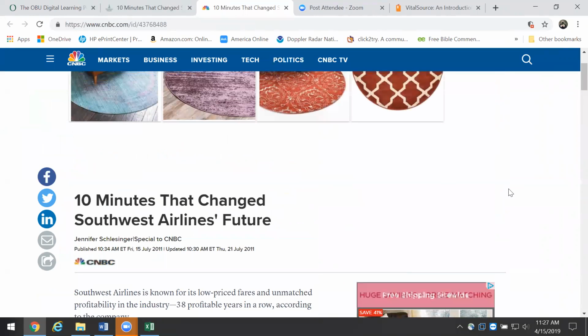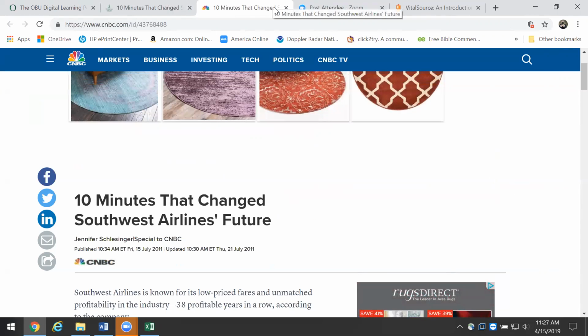It gives you some insights about the founding of Southwest. But they really changed the game because they understood the faster they can turn a flight around, the longer that plane's in the air, the more money they make.